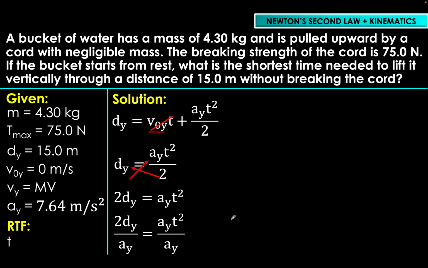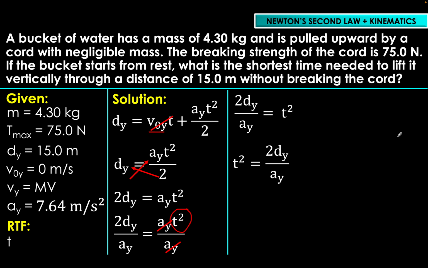Next, we have to divide both sides of the equation by a sub y, so we can cancel it on the right side of the equation, leaving us behind with the required to find, which is t squared. Of course, we still have to flip this horizontally because we're more used to seeing the required to find on the left side of the equation by convention.